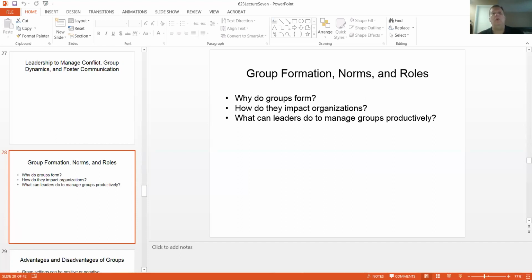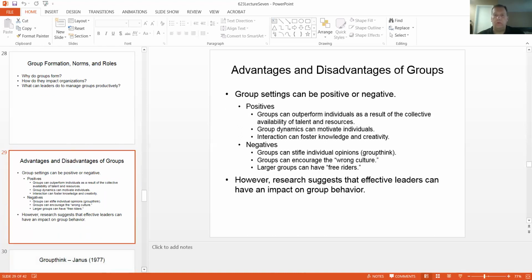Groups will form their own goals. And if those goals run counter to the goals of the organization, then you're going to have a problem with effectiveness and productivity. So how then do leaders manage these groups productively in order to contribute to organizational goals? Well, in order to do so, leaders must realize that groups can have both their advantages as well as their disadvantages. The positive aspects of groups is that groups oftentimes can outperform individuals because of this collective availability of resources. You put a lot of people together with all these cognitive resources, they can sometimes be more productive than one person with that one person's own set of cognitive resources.